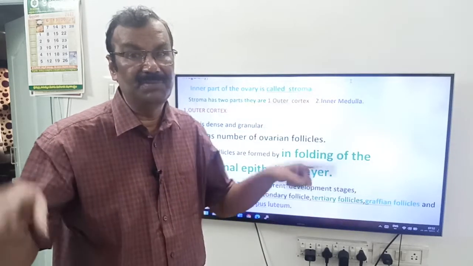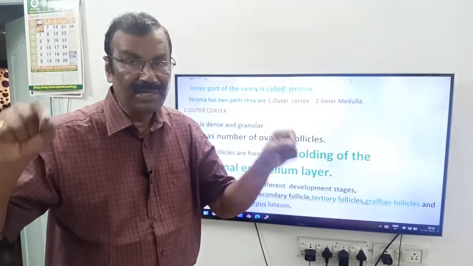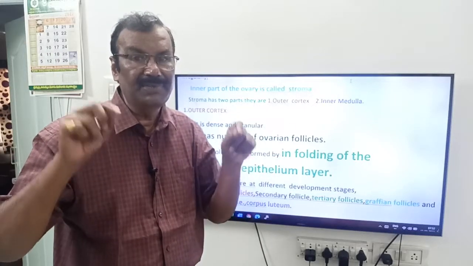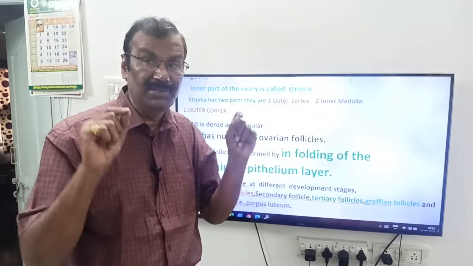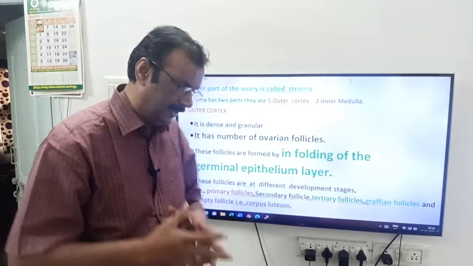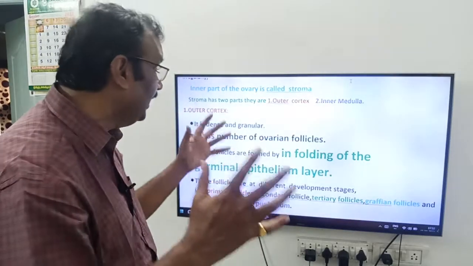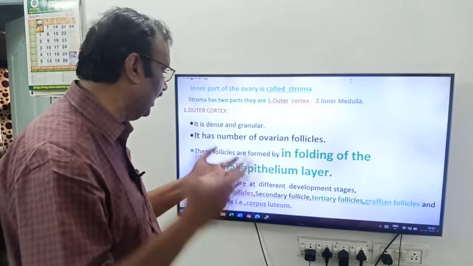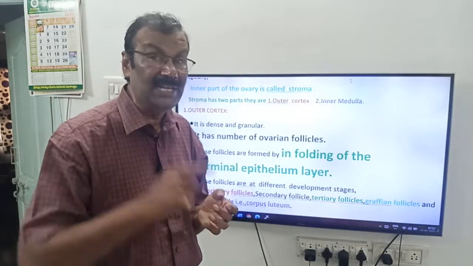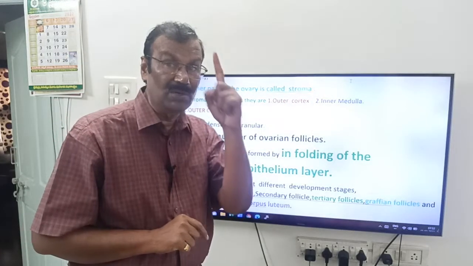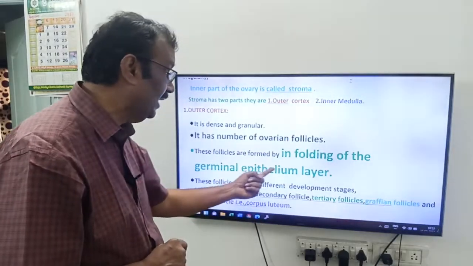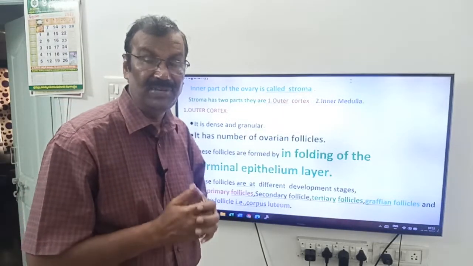This is for NEET and EAMCET, friends. Ovarian follicles are present in the cortex of the stroma, the outer part of the stroma, that is in the cortex. These ovarian follicles are formed by the infolding of the outer layer. What is the outer layer, friends? Germinal epithelium. This is very, very important, friends.